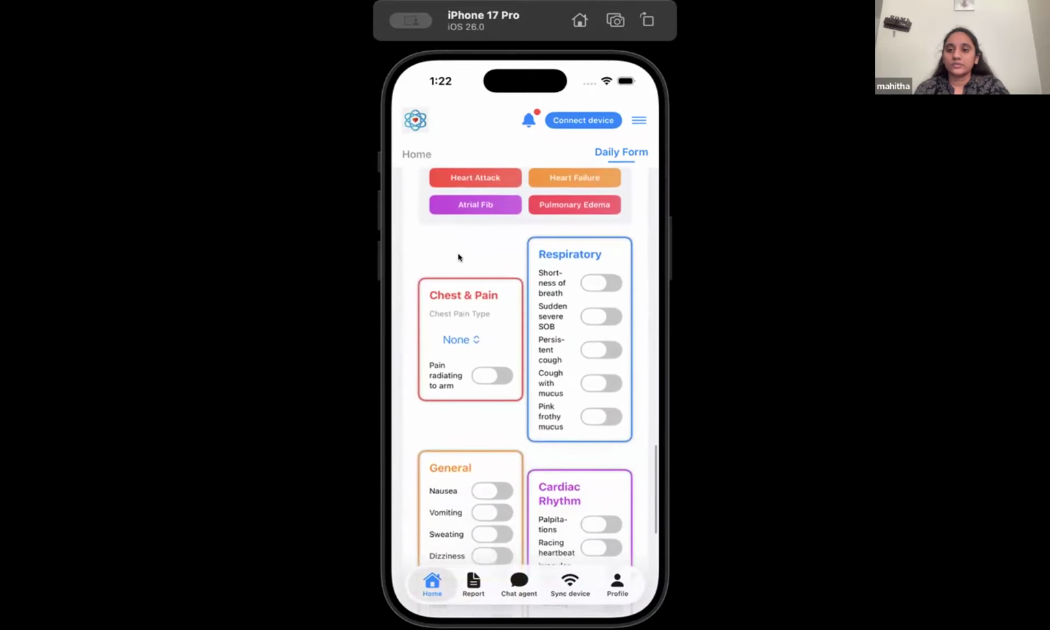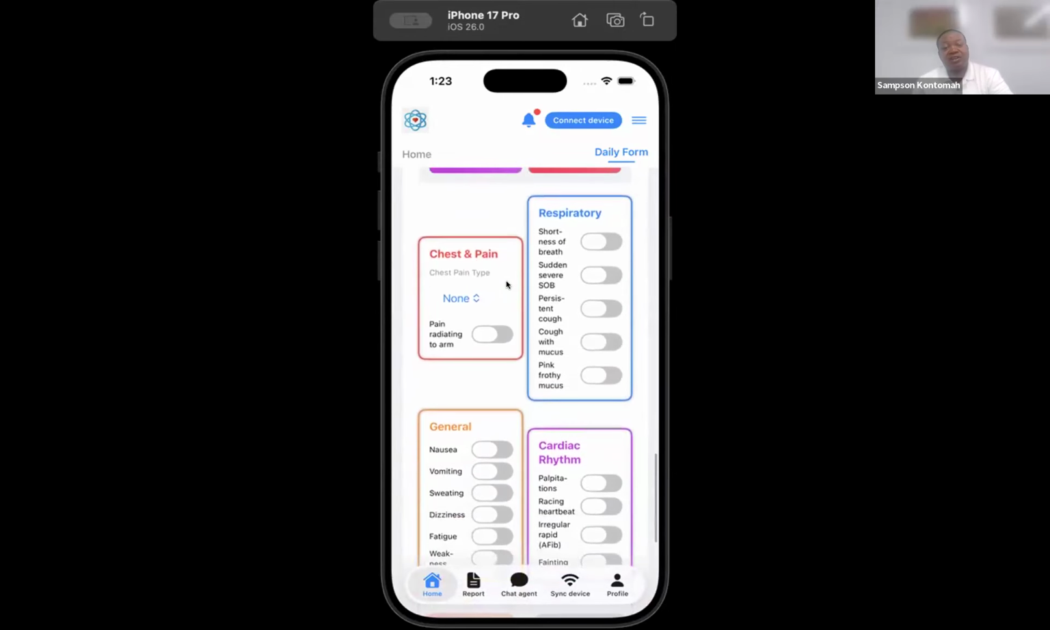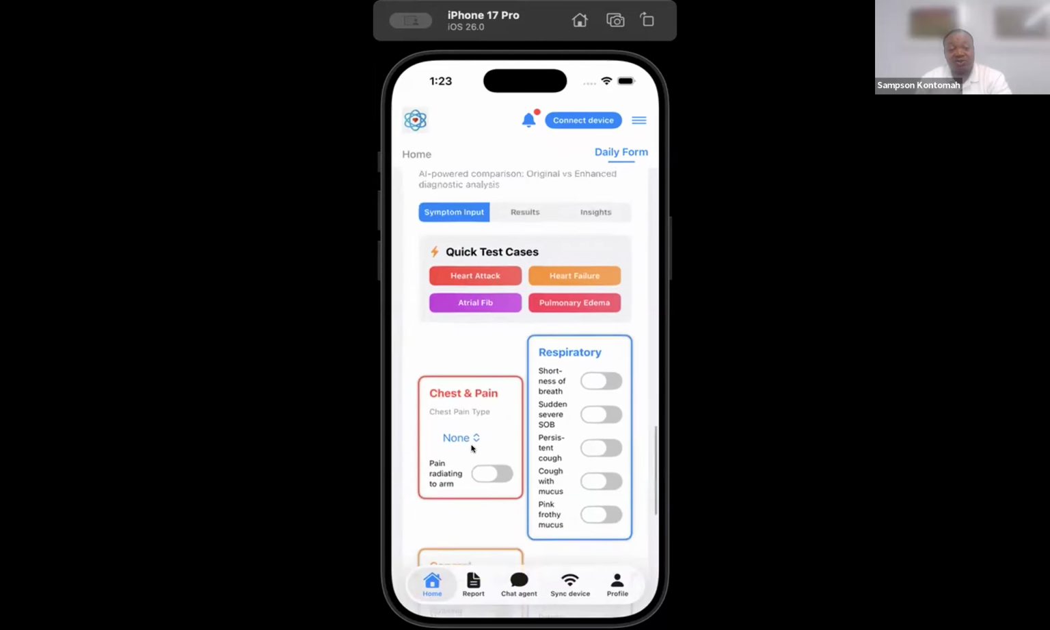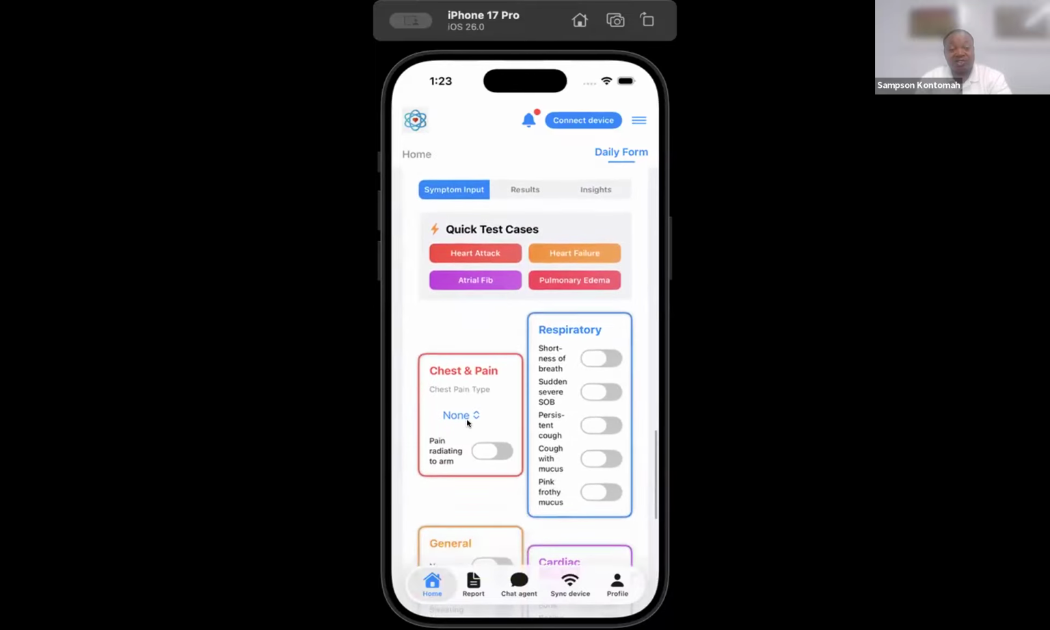So now Samson will take over. All right. The advanced cardiac symptom analyzer is also in the patient app, and it is based on the daily symptom log sheet and the daily risk assessment log sheet. They can easily fill out this form. Let's go through an example.